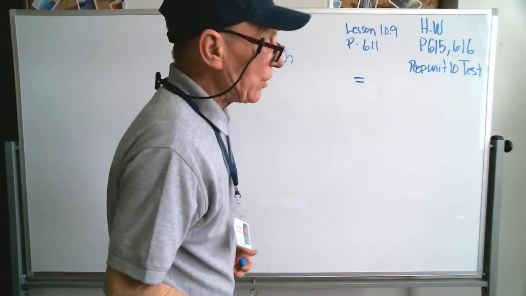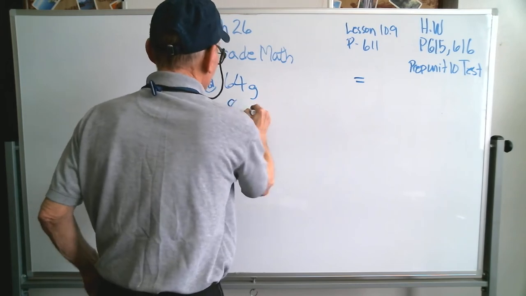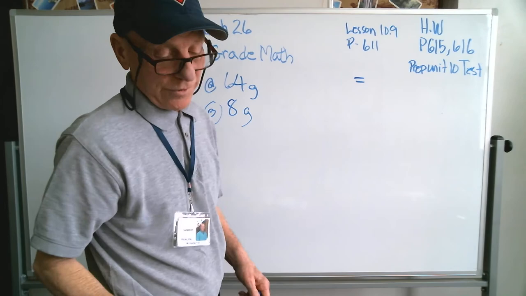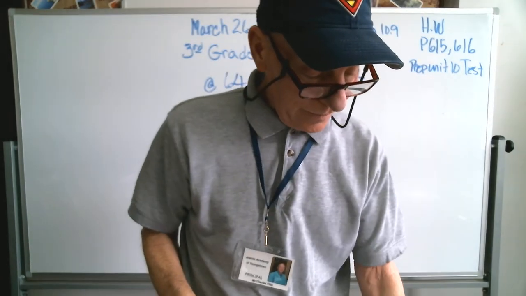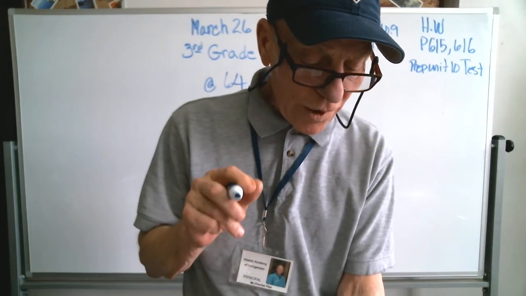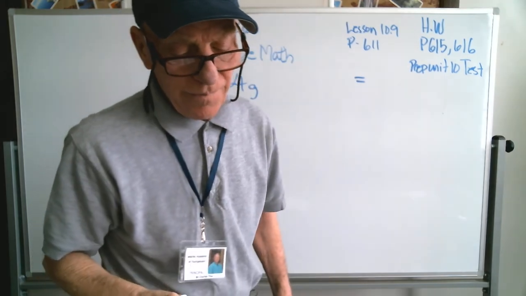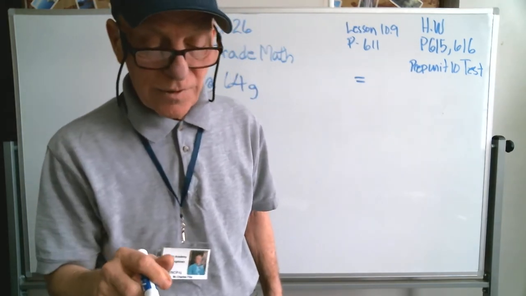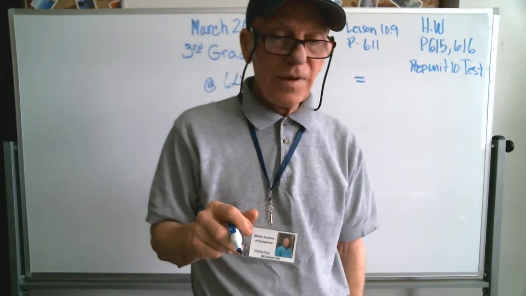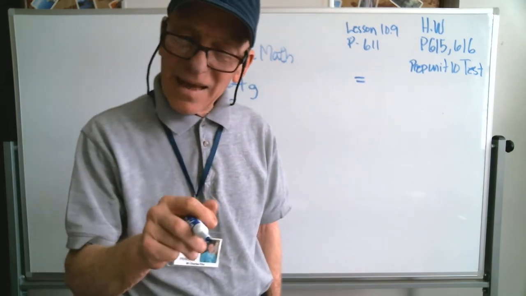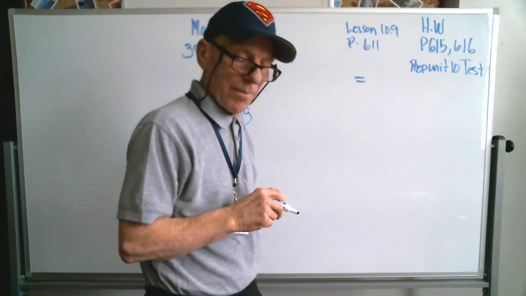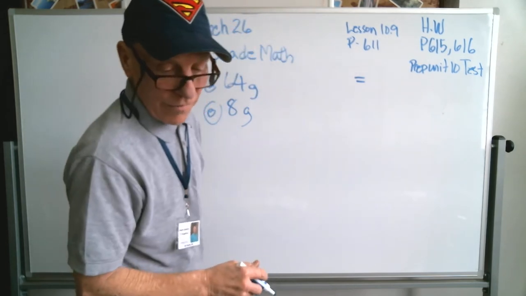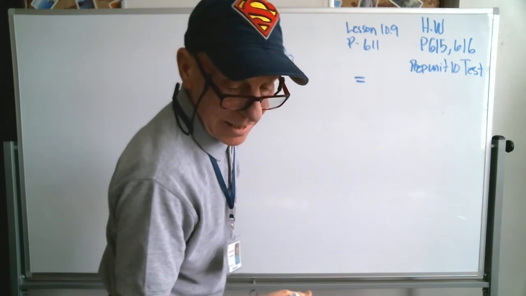86 grams of oranges. All right, so here's 86 grams, and we're going to put an O. That's oranges. How many more grams of oranges than apples does the recipe call for? So it's telling you this is a subtraction problem.